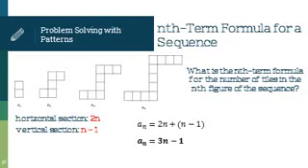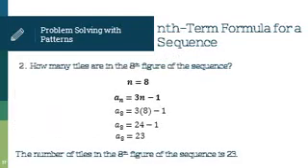So, sa pamamagitan ng formula na yun, masasagot na natin yung next question. How many tiles are in the 8th figure of the sequence? So, gawin nyo lang, substitute 8 sa lahat ng n, then the answer will be 23. Okay, 23.